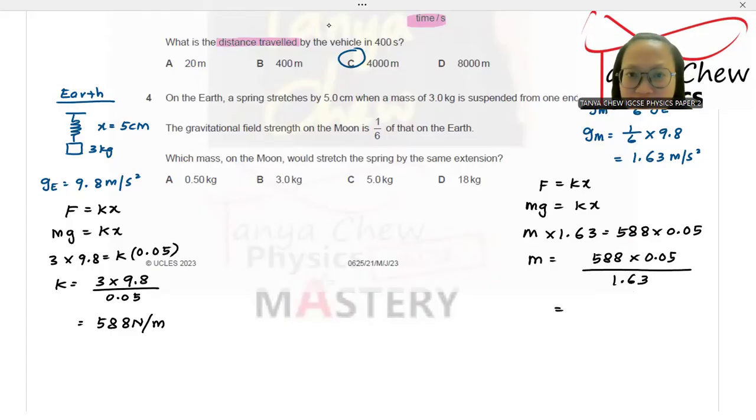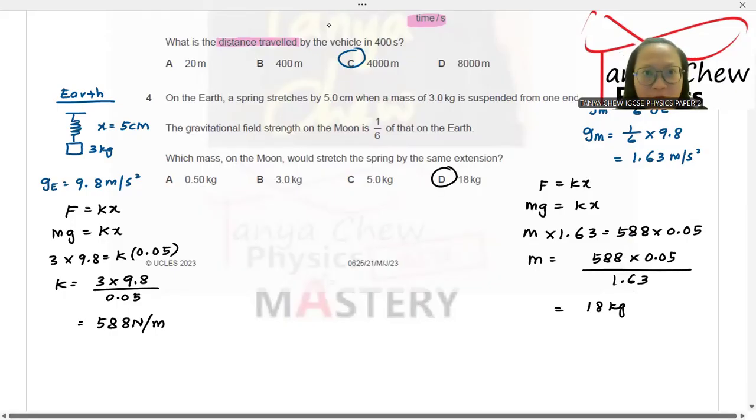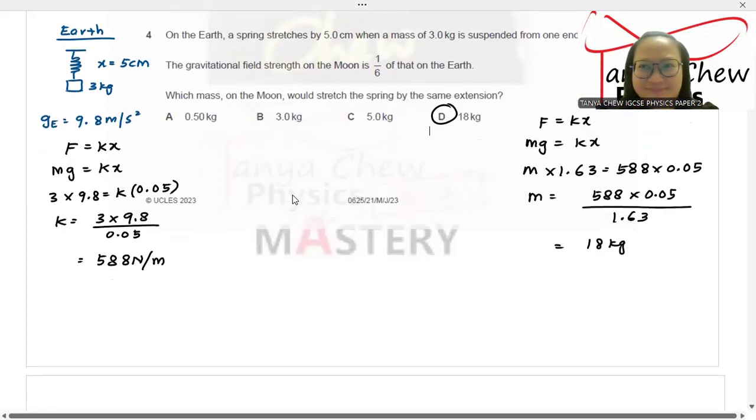So if I want to get the same extension, look at my mass. My mass must be increased to 18 kilograms. Then only I will get the same extension from the same spring.